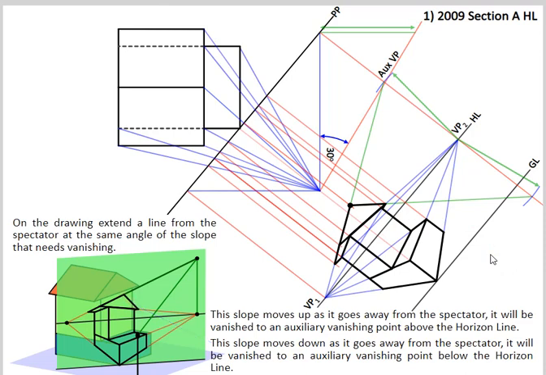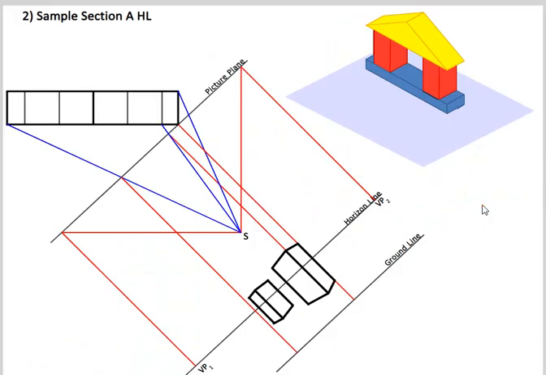So this is what a higher level short question would look like. Basically a lot of it is set up. You just have to finish some part of the perspective and then construct an auxiliary vanishing point to finish the drawing. Now remembering to construct your angle off whichever vanishing point the slope is parallel to. So in this case here, the roof was sloping this way, so that's parallel to VP2 in this case. Now again, another sample higher level question.